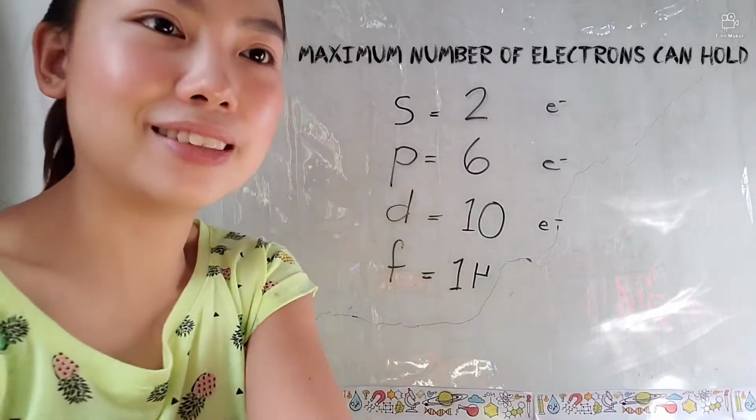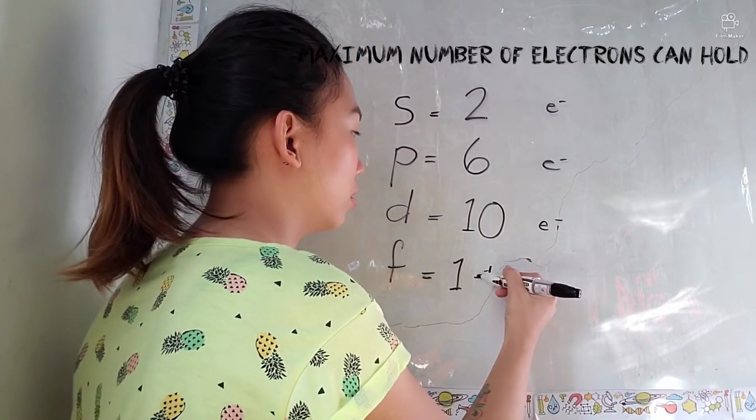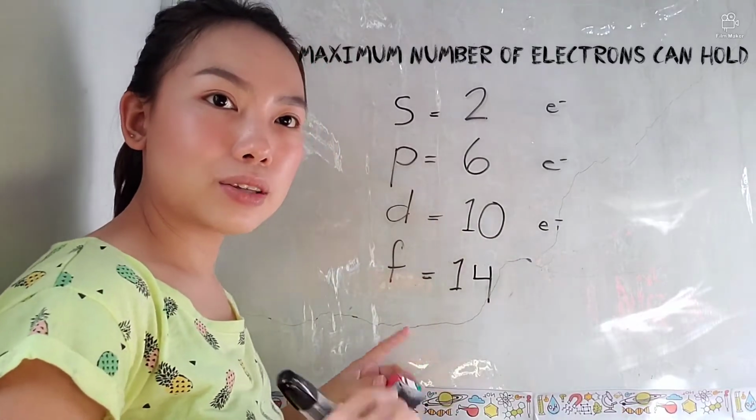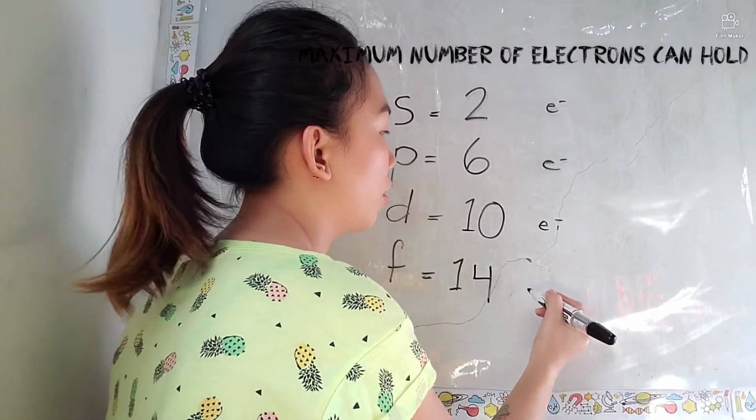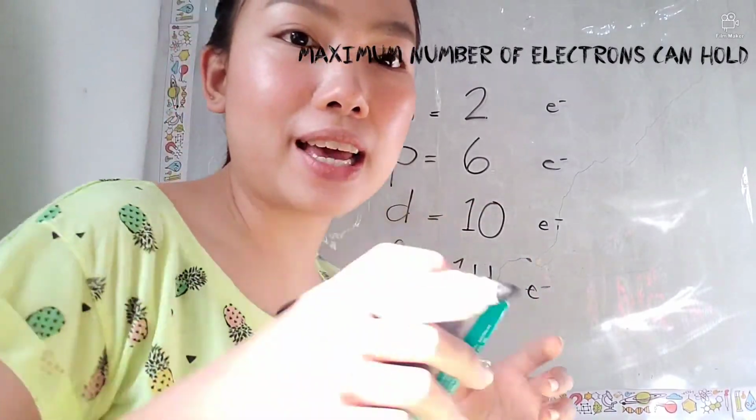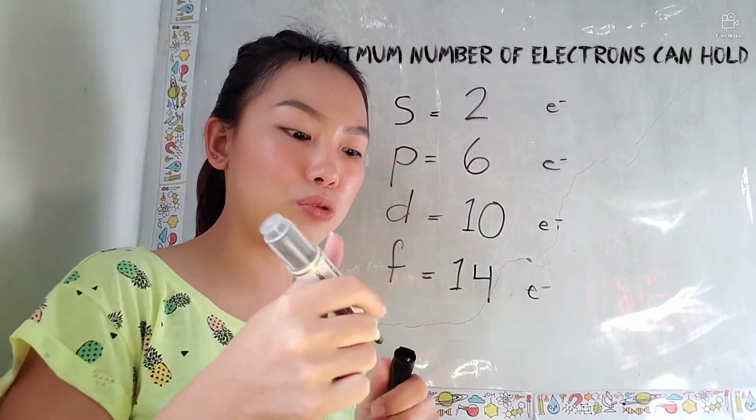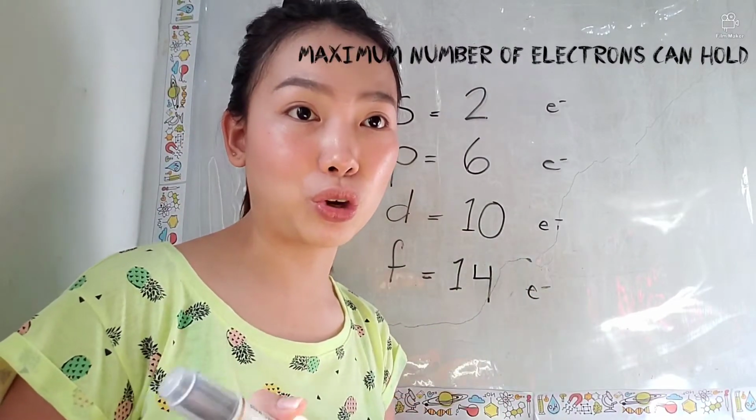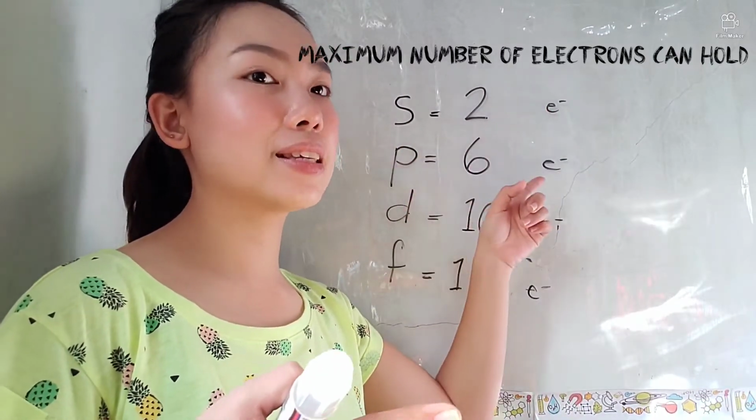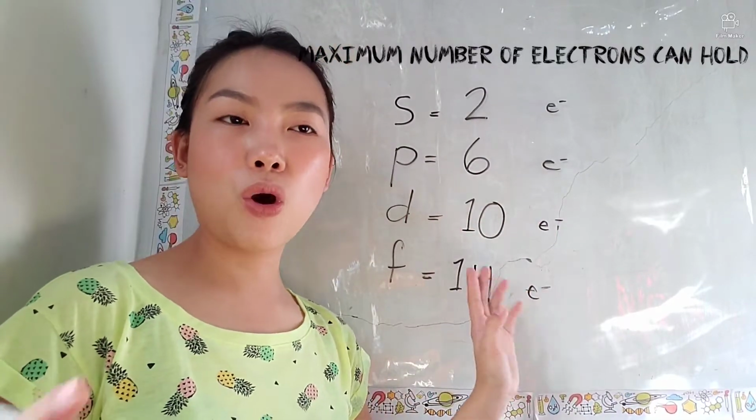It can hold up to 14 number of electrons. Not more than 14. It could be less than, but not more than 14. So these are the equivalent values of our subshells in the electron configuration. You always take note that S has 2 electrons, P has 6 electrons, D has 10 electrons, and F has 14 electrons.